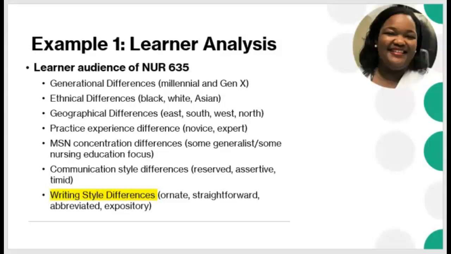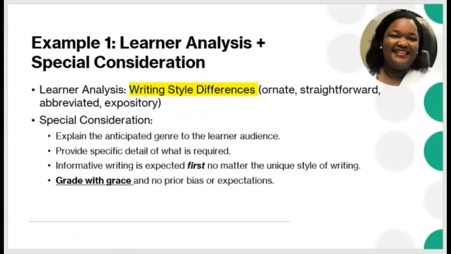So I decided to take the writing style and create special considerations for that. So I told you that the learner analysis was writing style differences, and I gave you the differences that are there. My special considerations for these differences would be to explain the anticipated genre. So I try very hard to make sure that you understand what is needed in the submission. I do so by putting it in the general feedback section when I give you your grade. And you may say, well, I want to know it before my grade, but the purpose is for you to learn it.